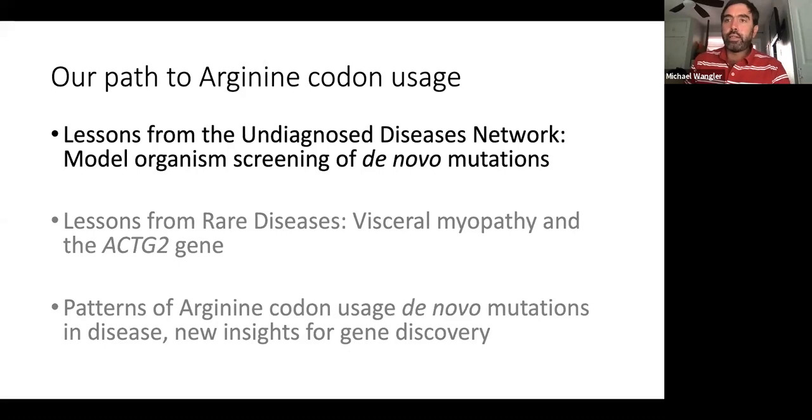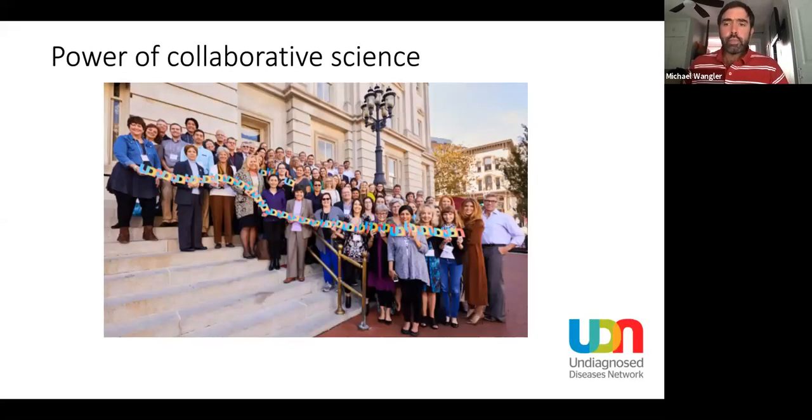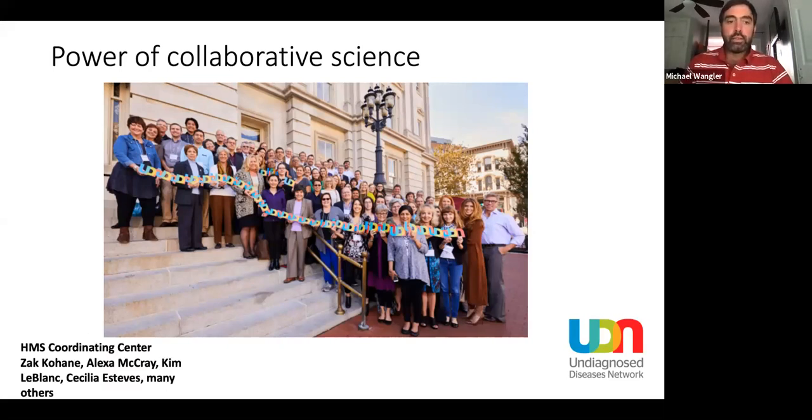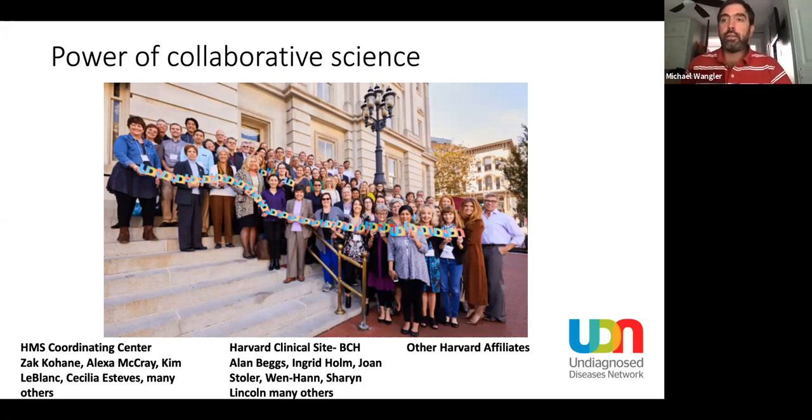So starting out with the Undiagnosed Disease Network. I think you saw with the panel that there's centers all over. By the way, this was the pre-COVID model of collaborative science, where we all met and had in-person meetings 3 times a year. And this involved a lot of folks that you may interact with. The coordinating center is Zach Cohane, Alexa McRae. I get along really well with Kim LeBlanc and Cecilia Estevez.